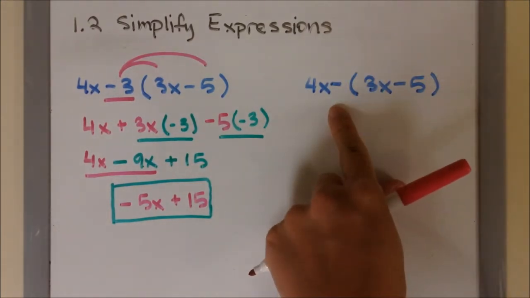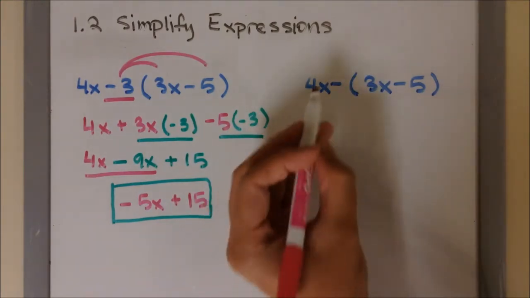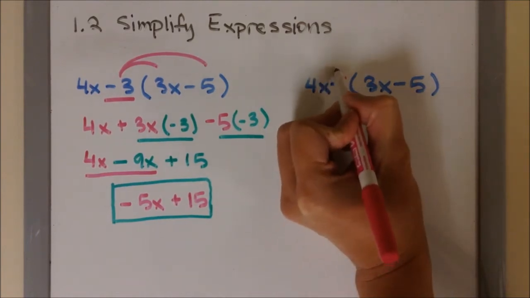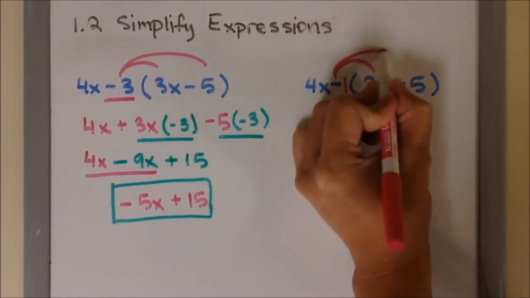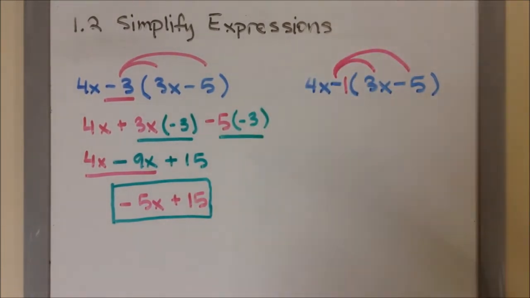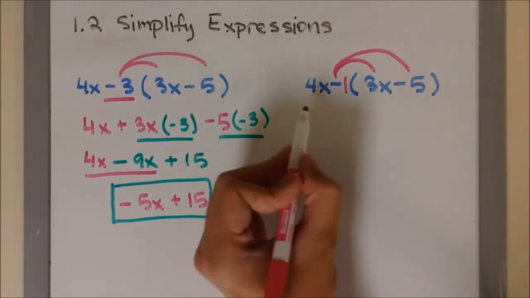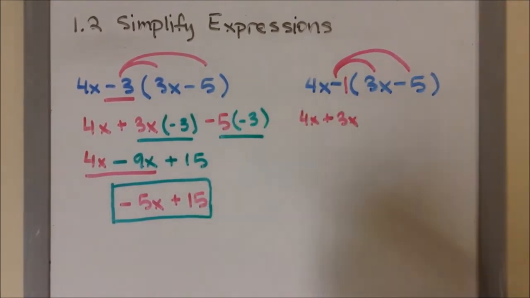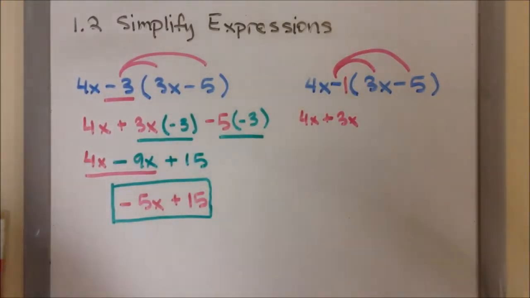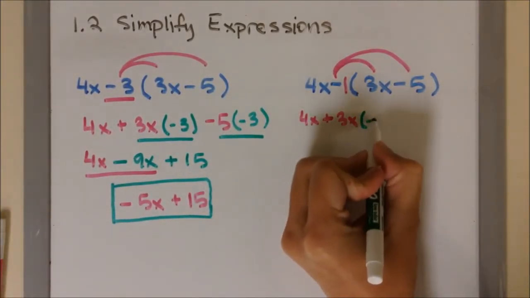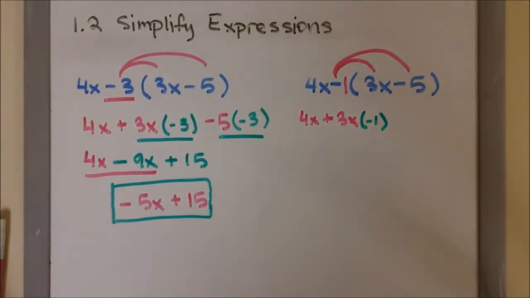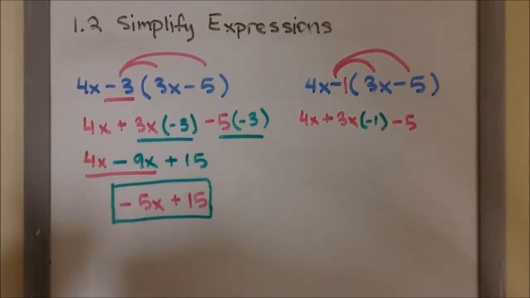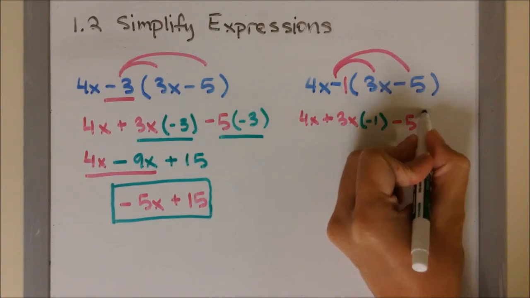So the minus is directly in front of the parenthesis. So what we're going to do is that since it's a minus, that means there's an invisible 1 in front of the parenthesis. I'm going to distribute to the 3x and the minus 5. So again, you're going to distribute to everything that's inside the parenthesis. 4x plus 3x. And remember, I was distributing the minus 1, so I'm going to multiply by negative 1 to the 3x. Bring down the minus 5. And then multiply by negative 1.